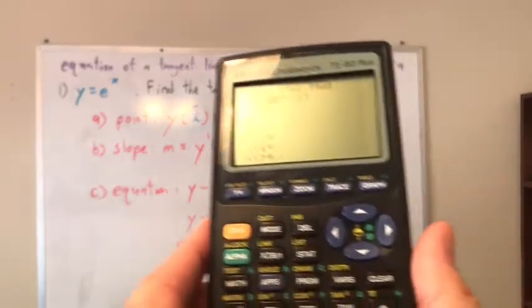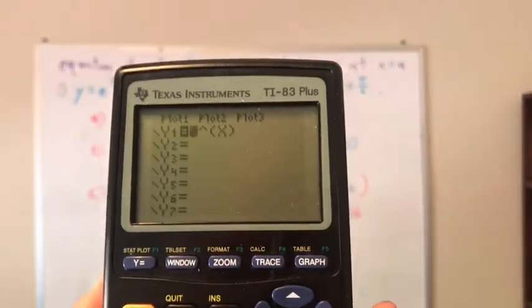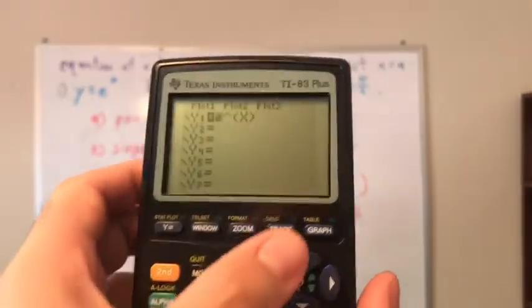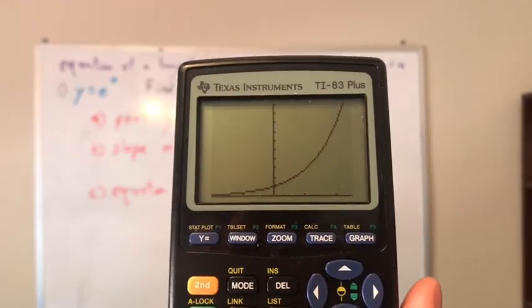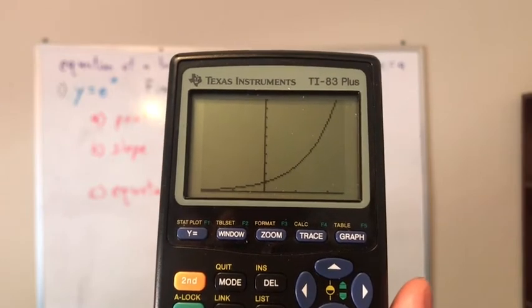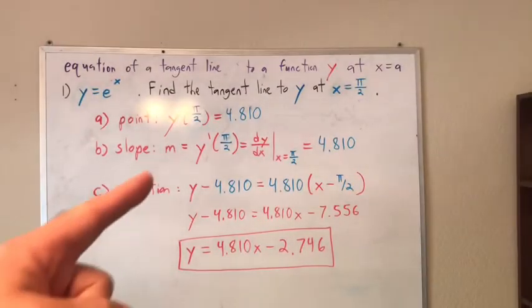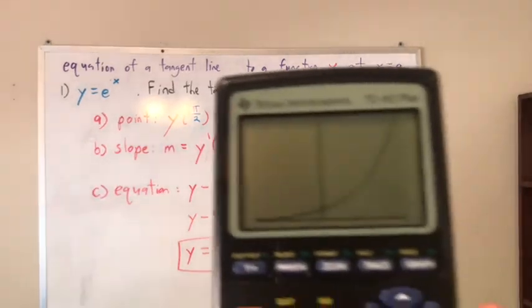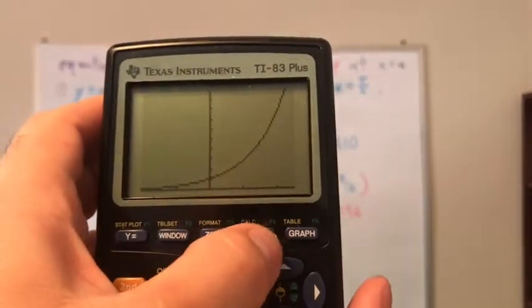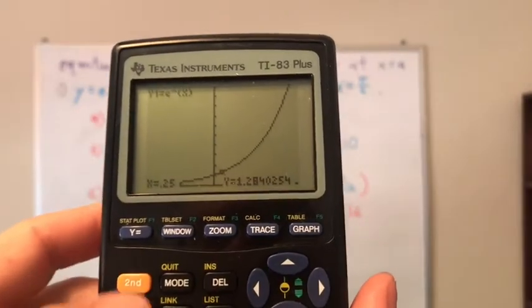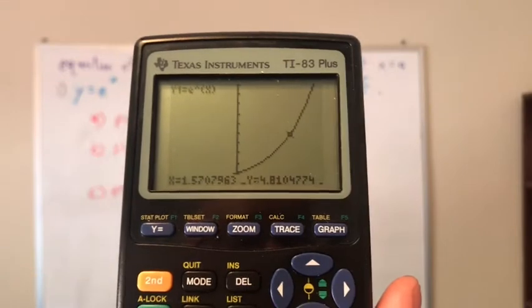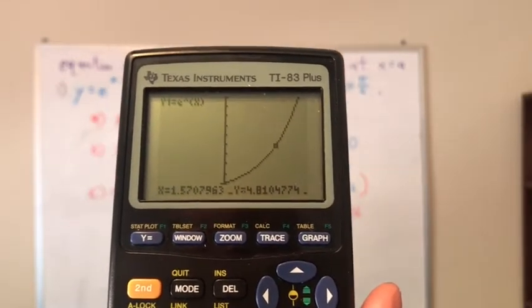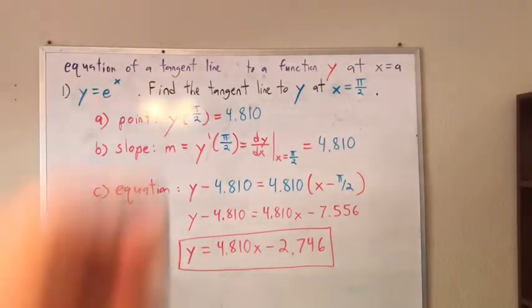All right, so here is a function, e to the x. Let's graph that. Okay, so this is what that graph looks like, not surprisingly. I chose a nice pretty window. And we want to know what y of pi over 2 is. Can we do that? Sure, how do we do that? Hit trace, and then put in the value pi over 2. What do you get? 4.810 for y. That's 4.810 right there.